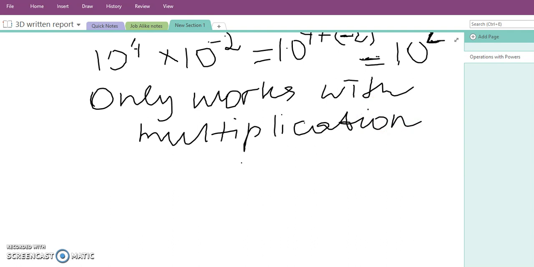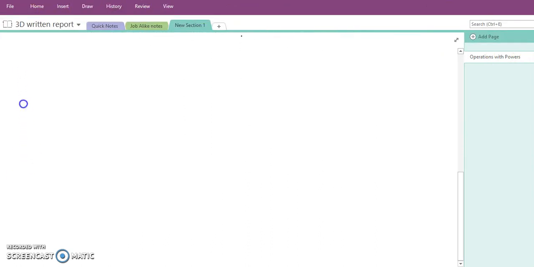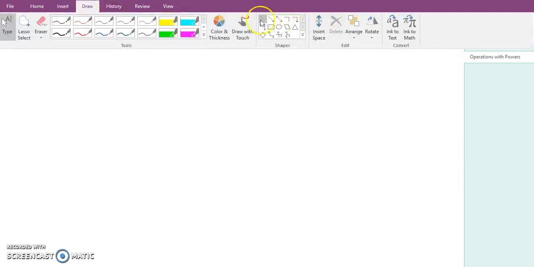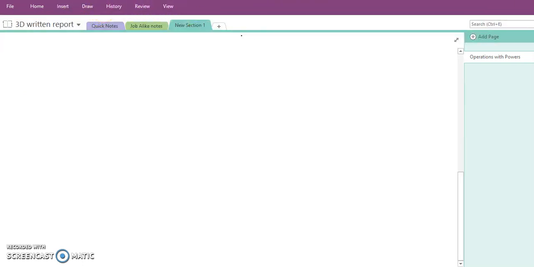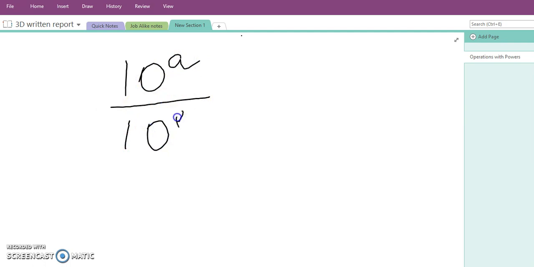Okay, we have another rule for division. Let's do the rule for the division now. This is what it is. 10 to the a over 10 to the b equals 10 to the a minus b.